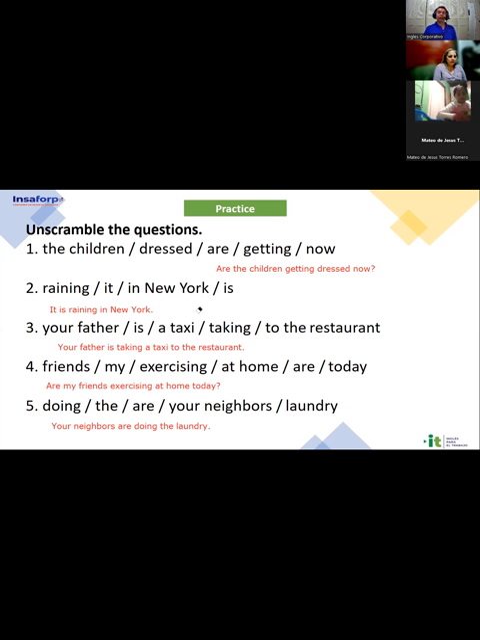Number two. It is raining in New York, right? Your father is taking a taxi to the restaurant. Are my friends exercising at home today? And finally, your neighbors are doing the laundry. Okay. Excellent, class. Congratulations, right? Now we're going to practice the last minutes of the class with some conversations.